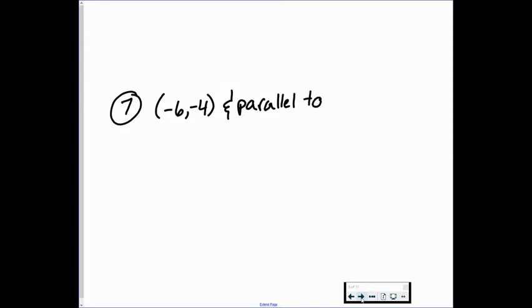Questions 7 through 8 ask us to write the equation of a line satisfying the given condition. On question 7, it says that the line passes through the point (-6, -4), and is parallel to the line defined by y equals -1/6x plus 2. When your directions say to write the equation of a line, the equation of a line is y equals mx plus b. So that's the form that we're going to write our answer in. To write that equation, though, you must know the slope and the y-intercept.